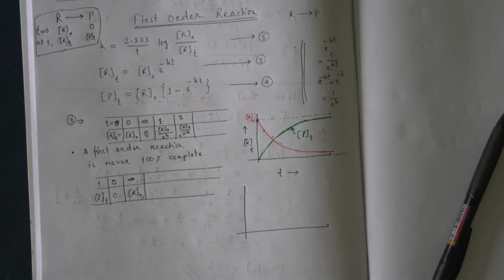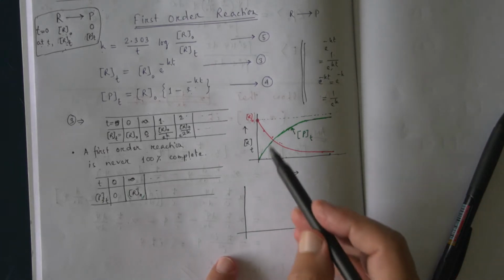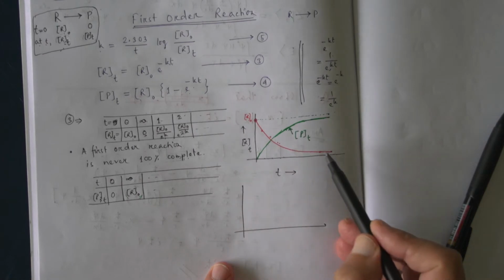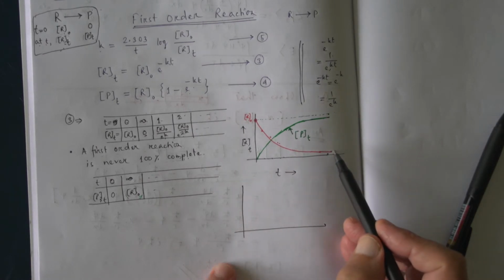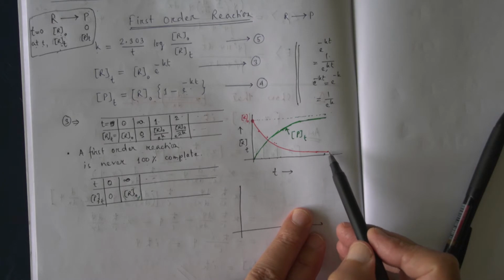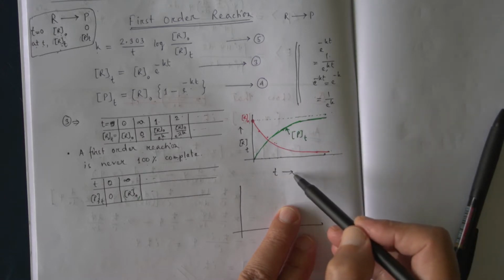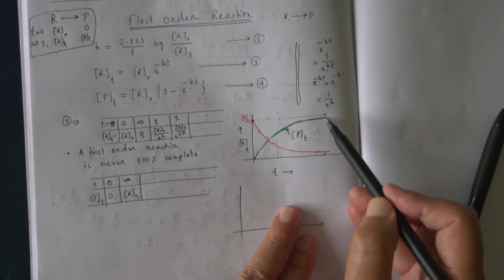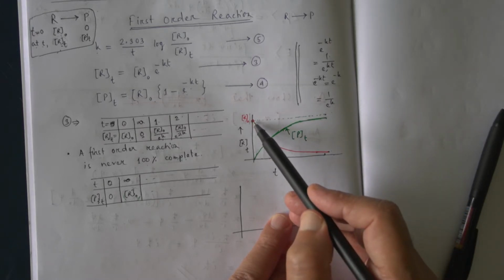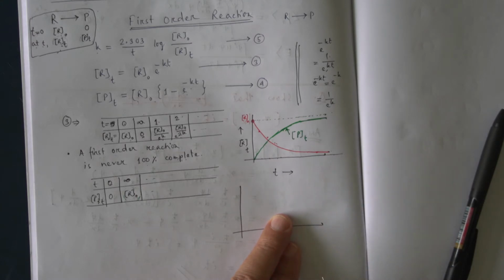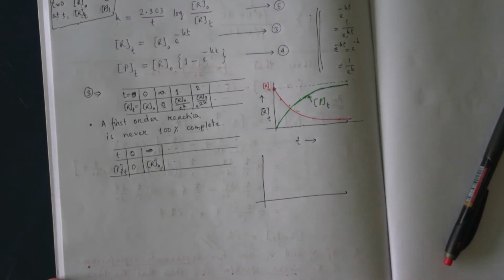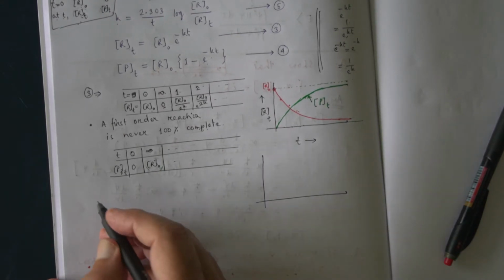The concentration of reactant decreases as time increases, but it does not become zero. Similarly, the concentration of product increases as time increases, but it will never become equal to the initial concentration of the reactant. Next, let us talk about half-life period.